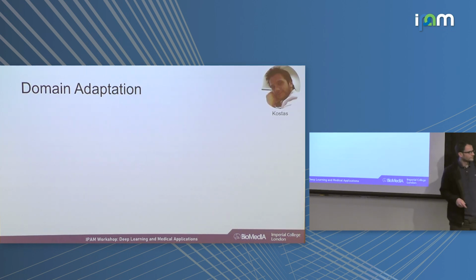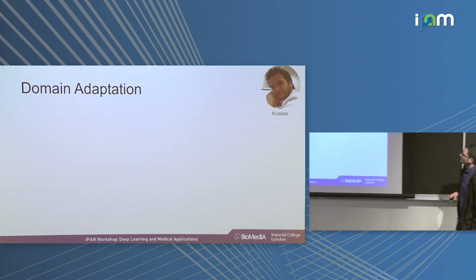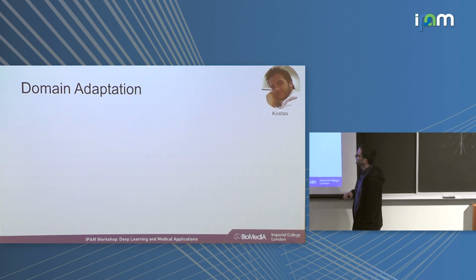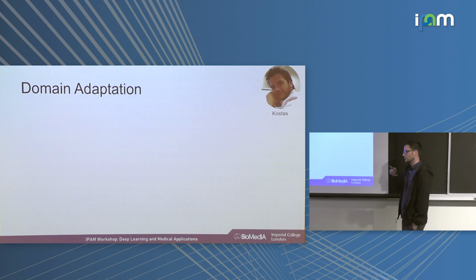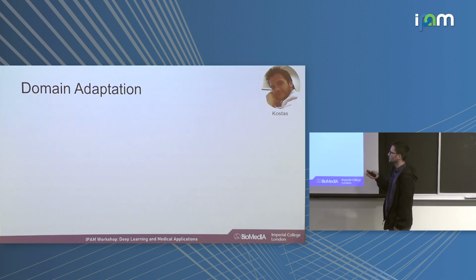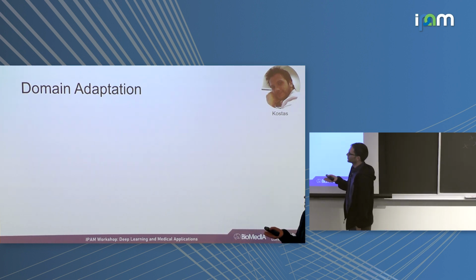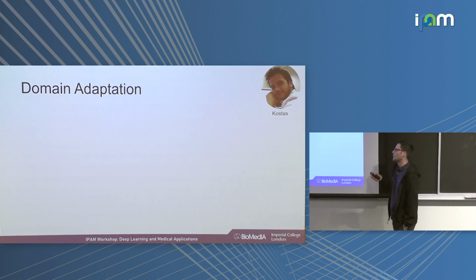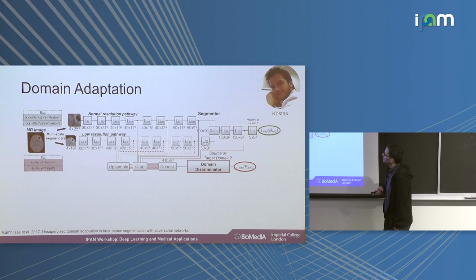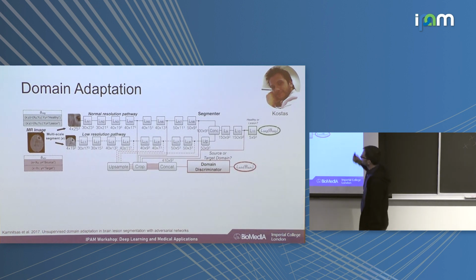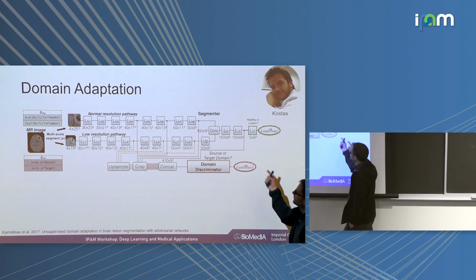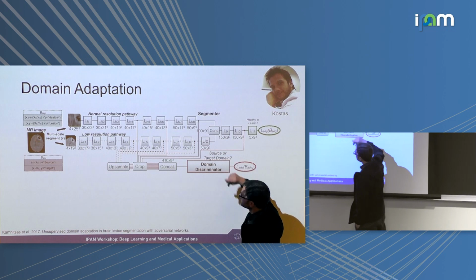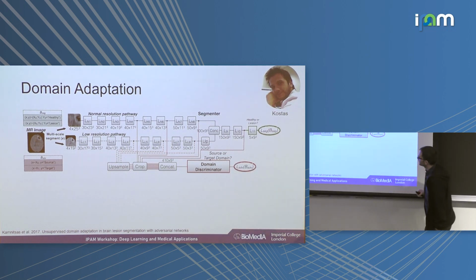Now, I want to talk a little bit about how we can tackle that. This is an issue of domain adaptation in the context of acquisition shift, right? So there's some problem where the data is mismatching just because of acquisition protocol. One way of doing this, and this was work by one of my PhD students, Kostas, looked at what we called unsupervised domain adaptation. So we had a neural network that was doing a task, in this case, lesion segmentation.